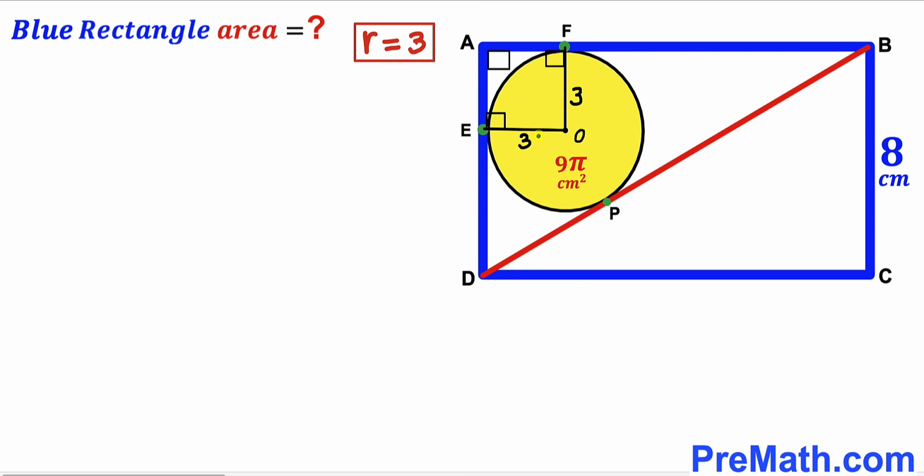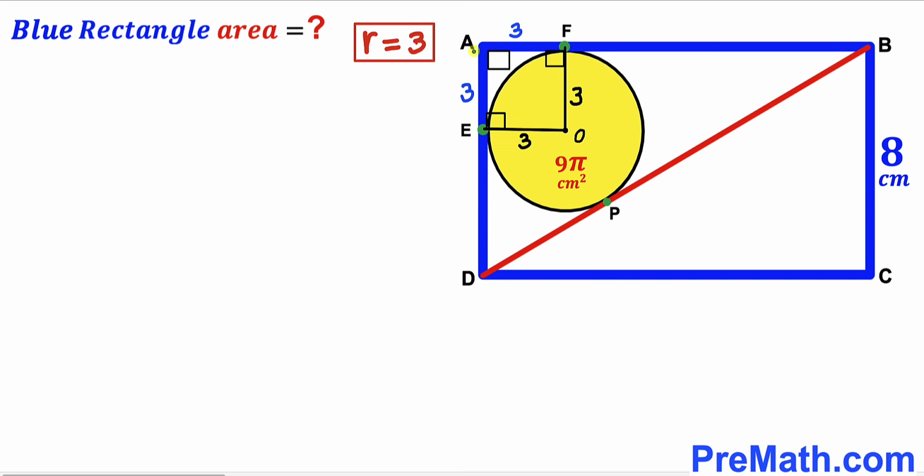Now we can see that we have this square EOFA, and we know this side length is 3. So this side is going to be 3 as well. Likewise, this side length equals this side length, so this side length is going to be 3 cm as well.